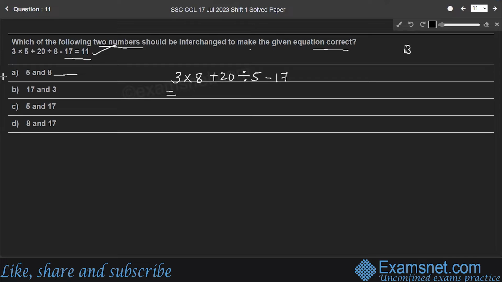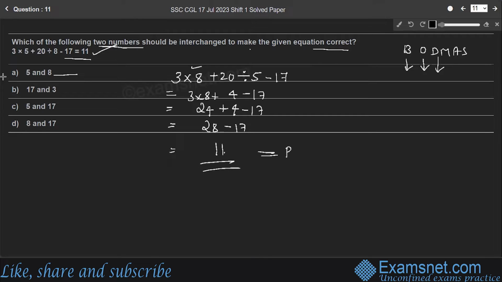So here students, again we are using BODMAS rule. So there are no bracket part and off part. So we'll start with the division. So 3 into 8 plus 20 by 5 is 4 minus 17. So go for multiplication. So 24, 3 into 8 is 24 plus 4 minus 17. Next comes addition, which is 28 minus 17, right? So which is equal to 11. Therefore, LHS is equal to RHS. So if we interchange 5 and 8 in the given equation, it becomes a perfect equation. That means LHS part will be equal to RHS. So option A is the right answer.